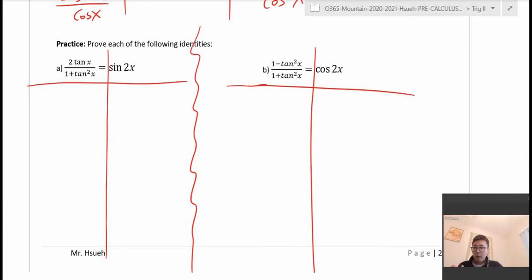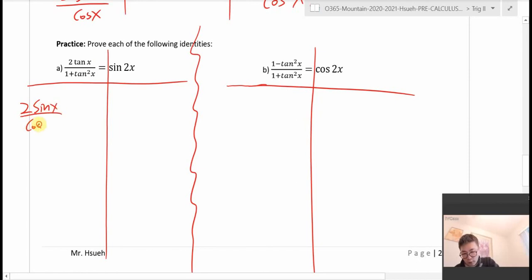However, if you notice 1 plus tangent squared from the Pythagorean identity, 1 plus tangent squared is actually equal to secant squared. Okay, so this is what I'm going to do actually. 2 tangent, I'm still going to change that though. 2 tangent is 2 sine x over cosine x. Now again, divided by 1 plus tangent squared is actually secant squared. Okay, so now I'm actually going to simplify this.